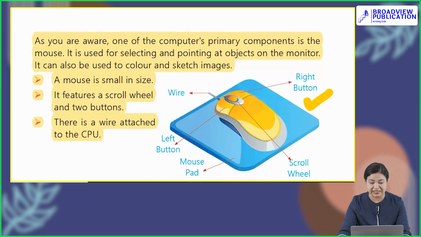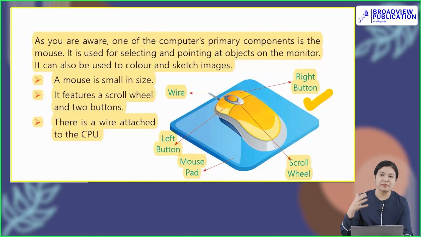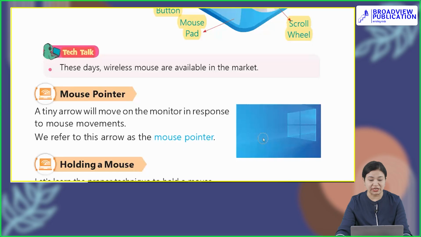As you can see, a wire is connected from the mouse to the CPU, and this is the right button which you click to select the pictures or icons. Next is the left button which you use to select or open the icons. This is the mouse pad which is very important for the mouse to work on. And in the middle you can see a scroll wheel which you use to page up and down.